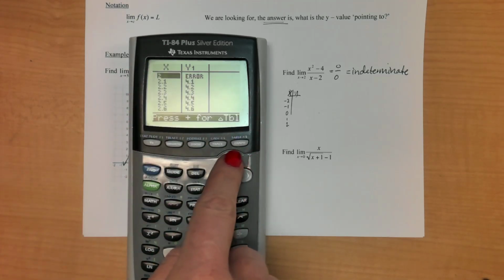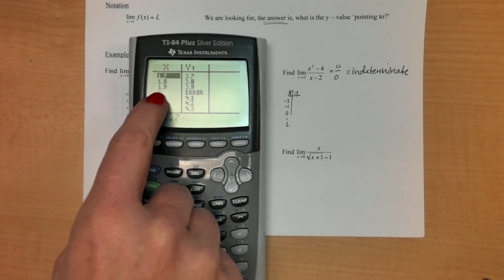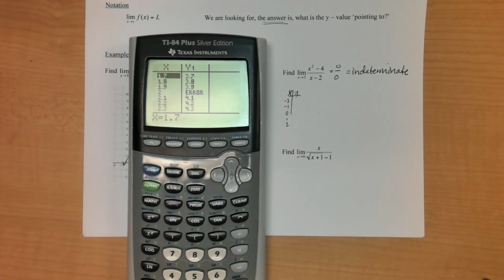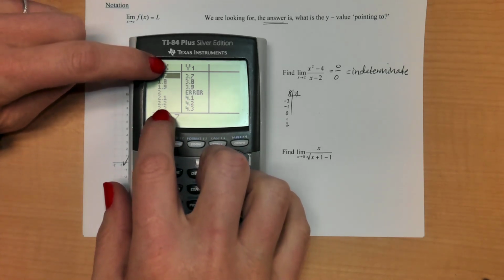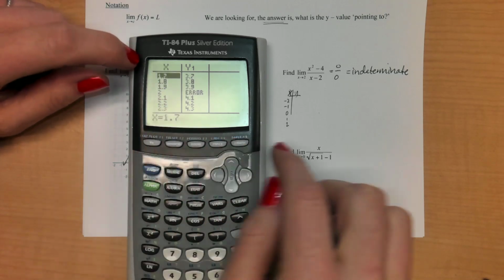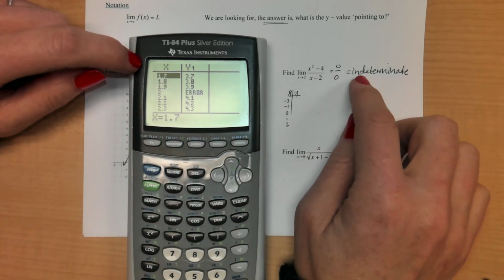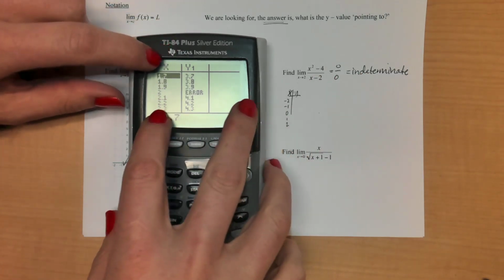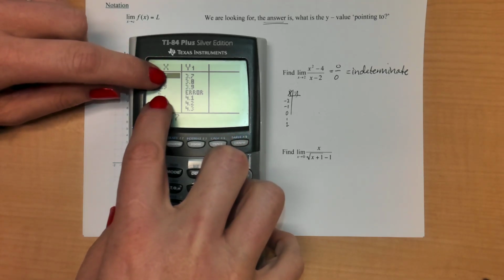So I'm just going to arrow up a little bit. I'm going to bring that 2 kind of in the middle so I can look at it. Remember, your job is to approach 2. I don't really care what happens at 2 because that's a big problem for us. So as we approach 2, we want to know what our y value is doing.